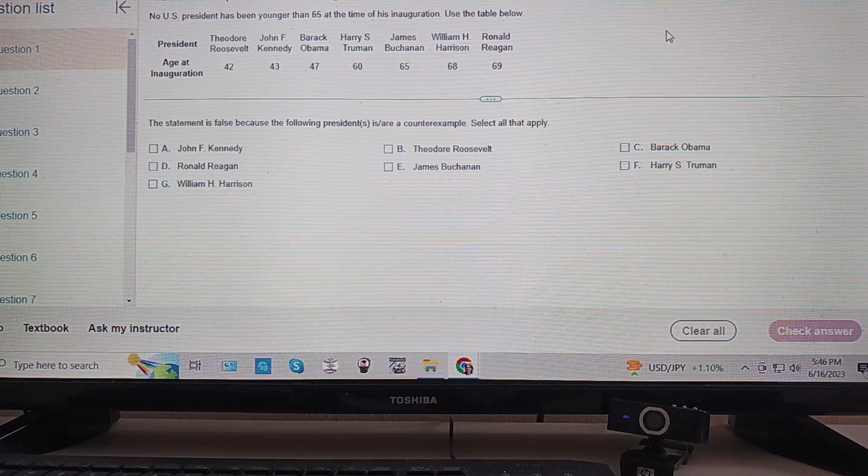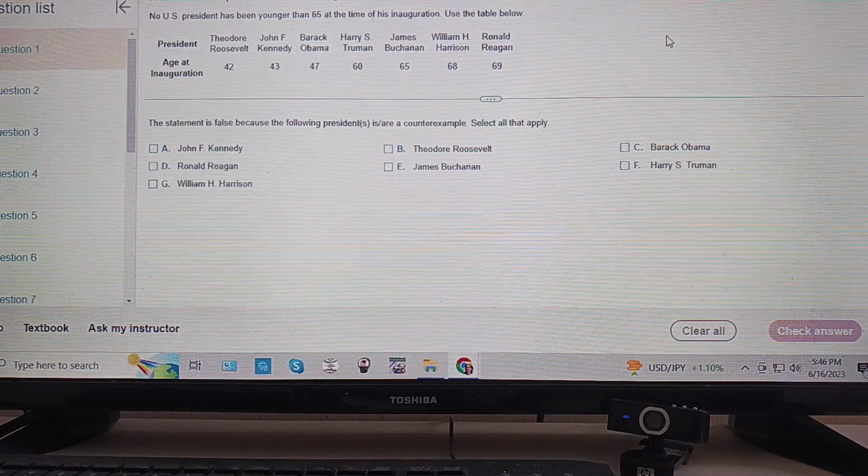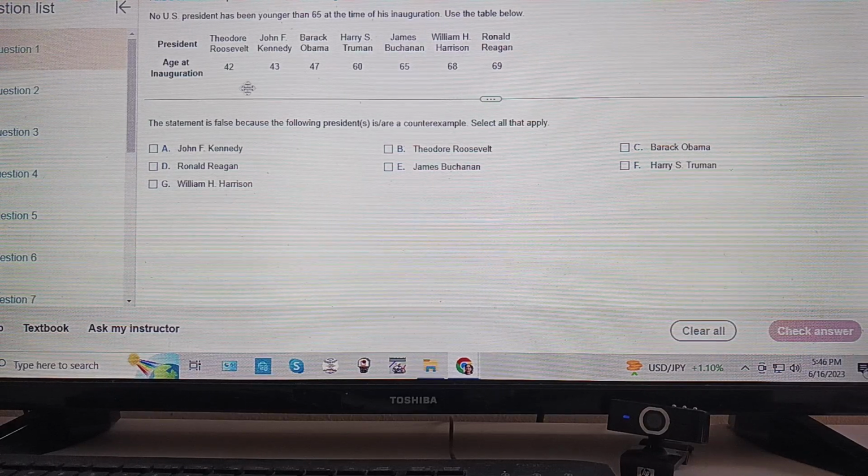You can prove a statement false if you can come up with one example that shows it false. You can't prove a statement true by one example that shows it's true, but you can for the false side. So the statement is right here at the top: no U.S. president has been younger than 65 at the time of his inauguration. Use the table below. They just picked out a handful of presidents here and told you their age when they were inaugurated. And it says no U.S. president has been younger than 65, but actually 4 of the ones on here were at their time.